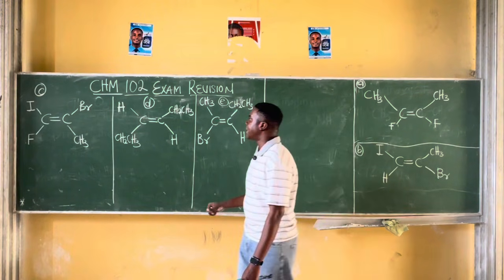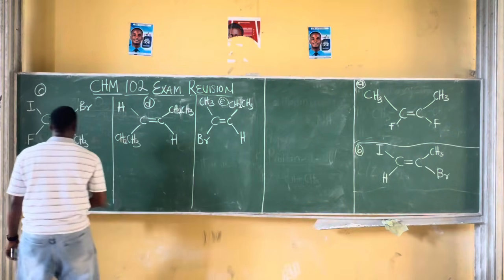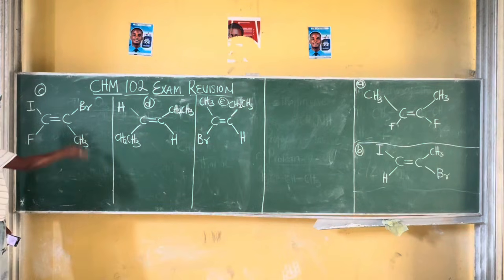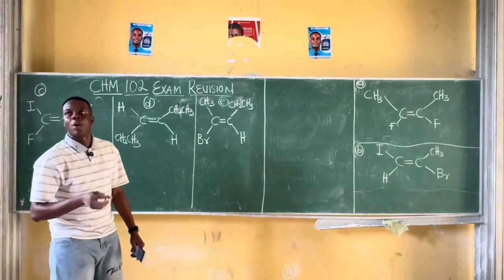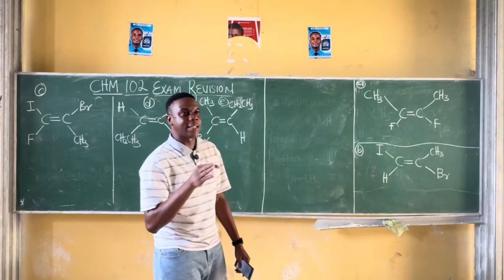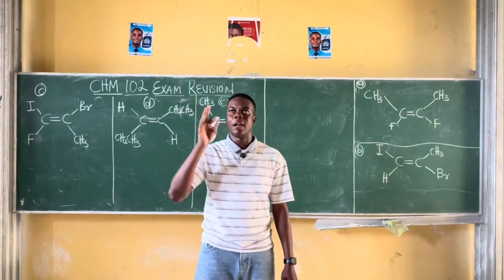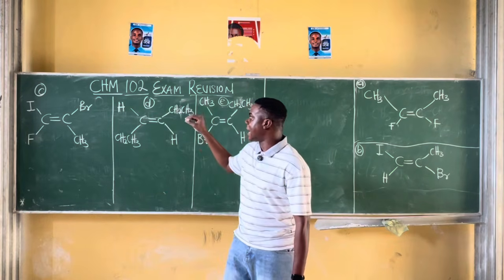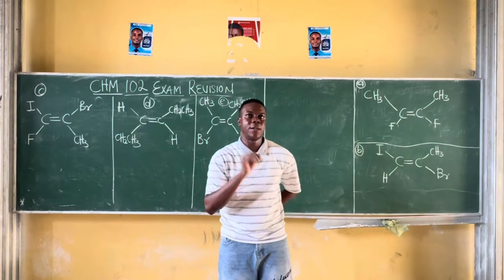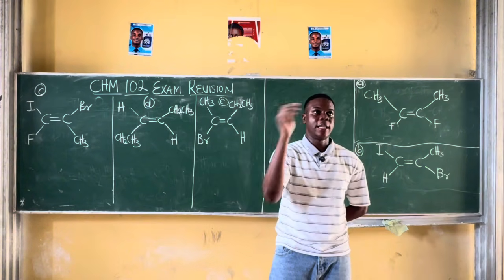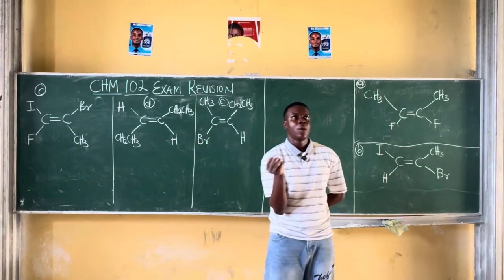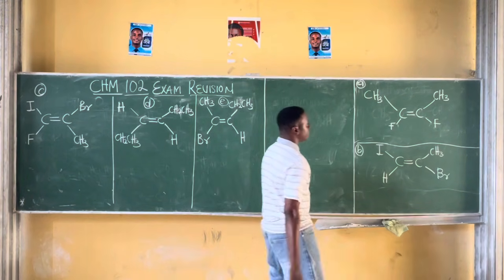Then you use E and Z when we have more than one group, or different groups, on either the same side or opposite sides. But most importantly, for E and Z, the Cahn-Ingold-Prelog priority system must be added into the E and Z pattern of naming. All right, so let's start from the first one.